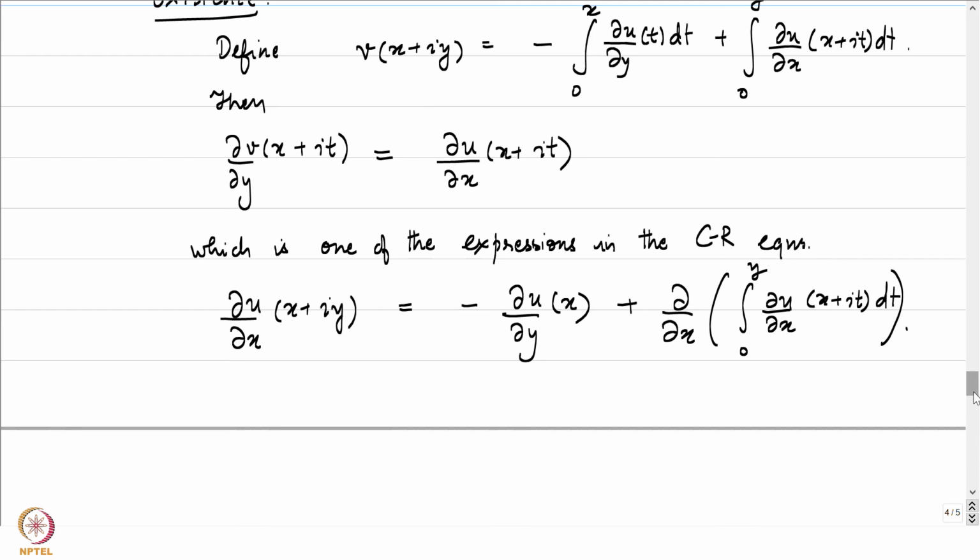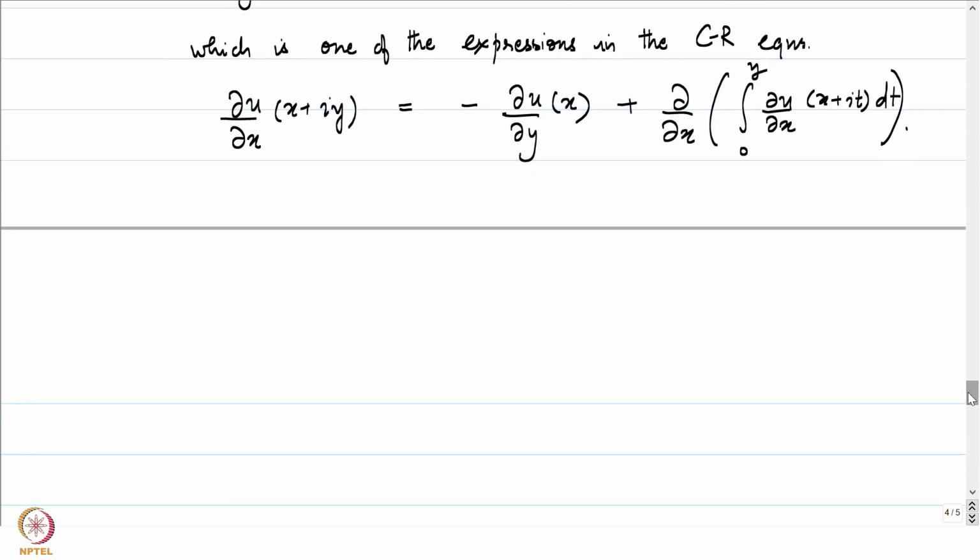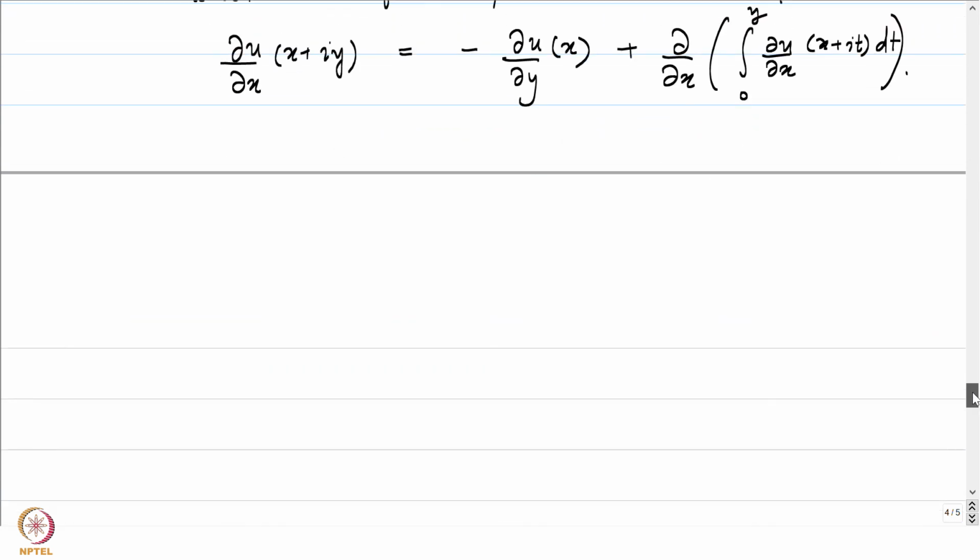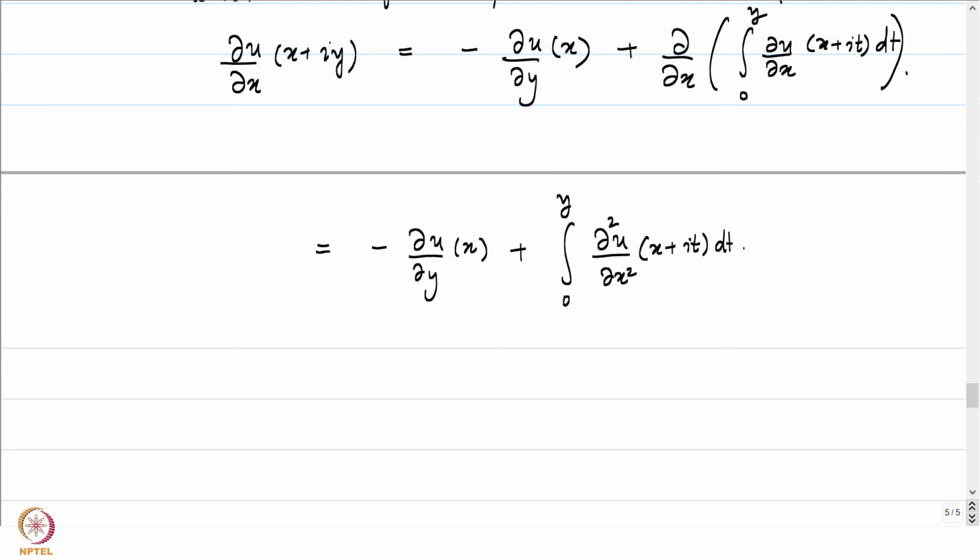But then our function u is twice differentiable, and by an application of a special version of Fubini's theorem, we can interchange the limit and the integral and the differentiation operation, and we get this is equal to minus of dou u by dou y at the point x plus integral from 0 to y of dou square u by dou x square of x plus it dt.